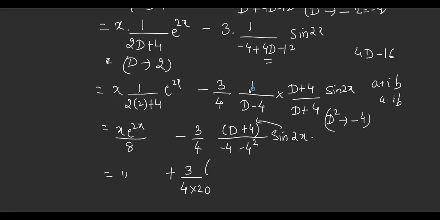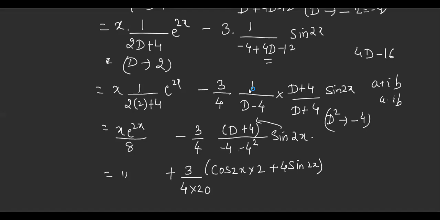So this is like d operating on sine 2x. What does it mean? Differentiate sine 2x with respect to x. What is the differentiation of sine? So cos 2x into 2. Correct? Plus 4 into sine 2x. Any change? No change. Right, as it is.